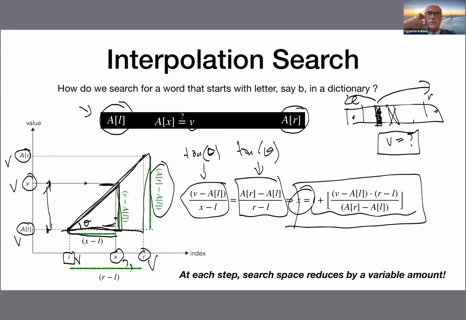And with the interpolation search, you see my decrease in the input size is not constant, is not a factor, but it is a variable amount that you cannot know unless you start this search on the real data. So that's a variable size decrease in the input space.